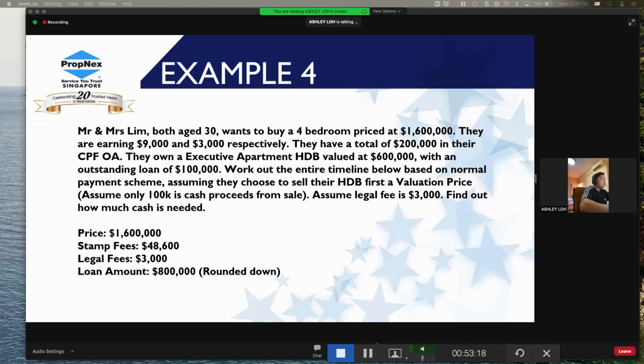Okay, I can work out the entire timeline. When I work out the entire timeline, it will look something like this. Now, you don't really have to always follow my method. At the end of the day, if you get the answer, you can just use your own method. There's no issue at all.